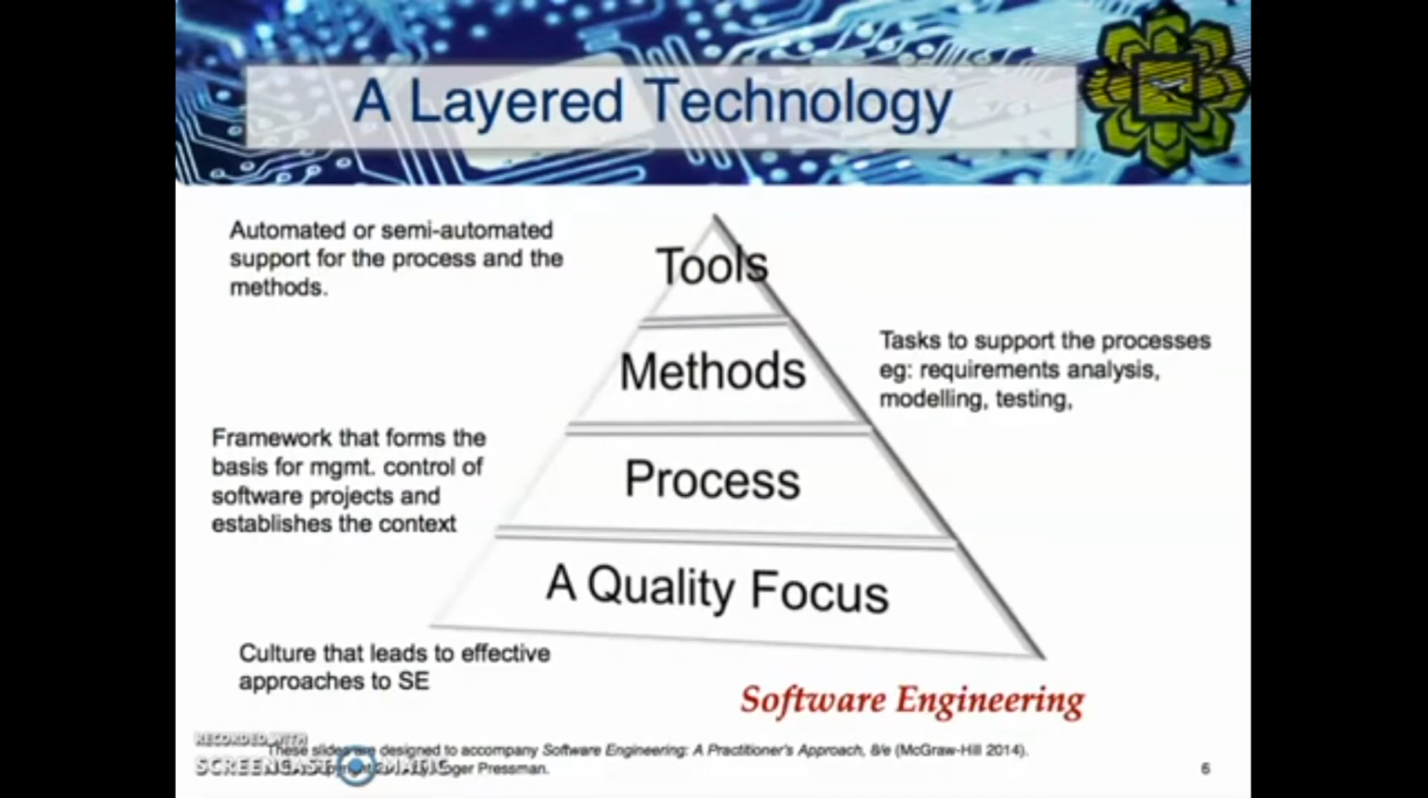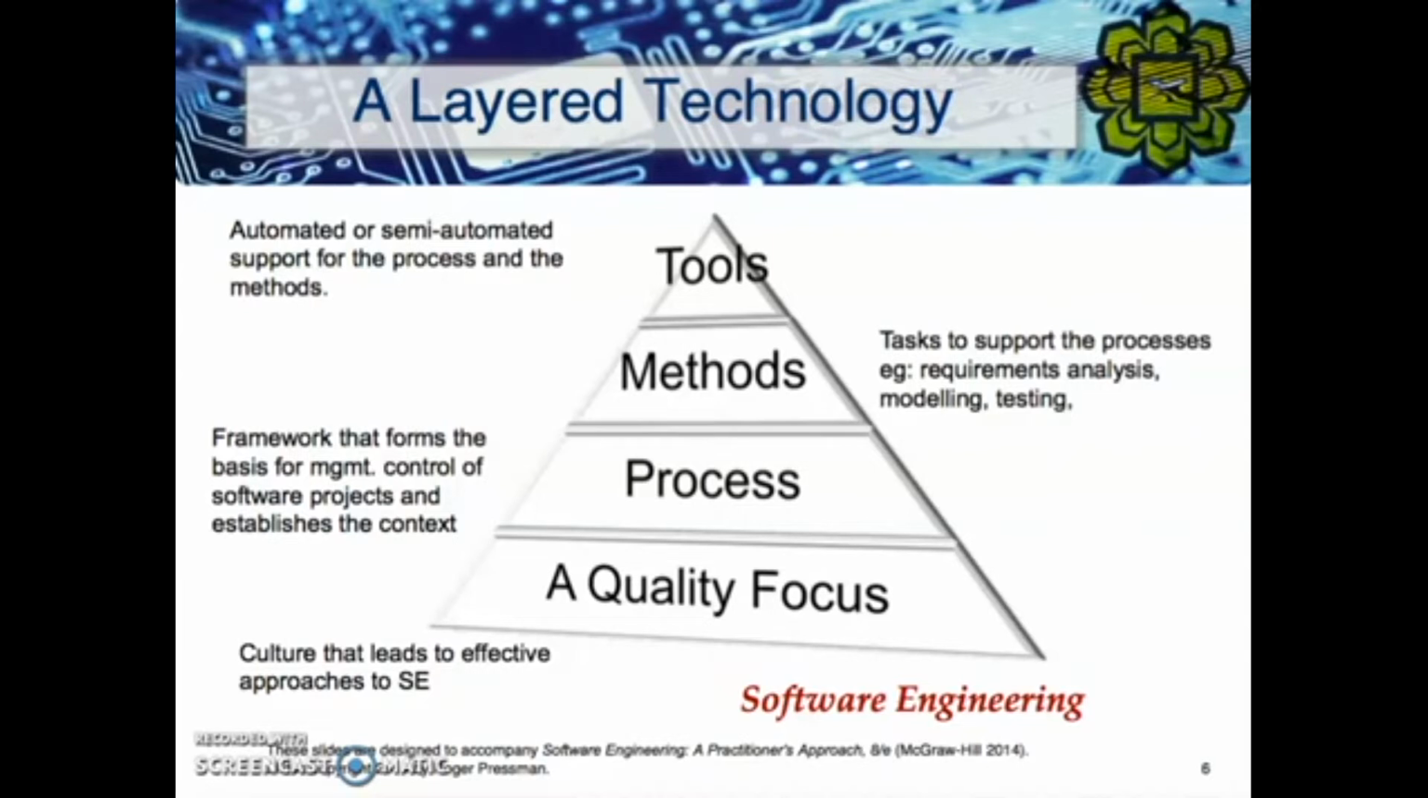Alright, now when we talk about software engineering, it is considered a layered technology where the bottom line is that there must be a quality focus. So in any organization, the aim in software development is actually to achieve a high quality or good quality product. So there must be an organizational culture that leads to effective approaches to software engineering. Because if they don't have this culture, they simply develop the software just for the sake of developing, right? Without the aim of having a product that is of good quality.